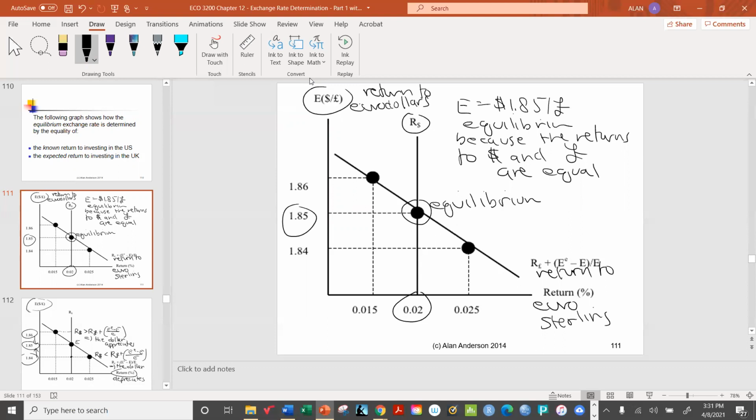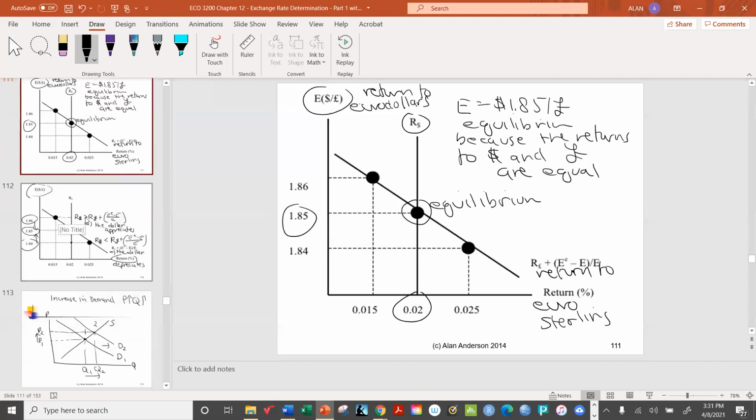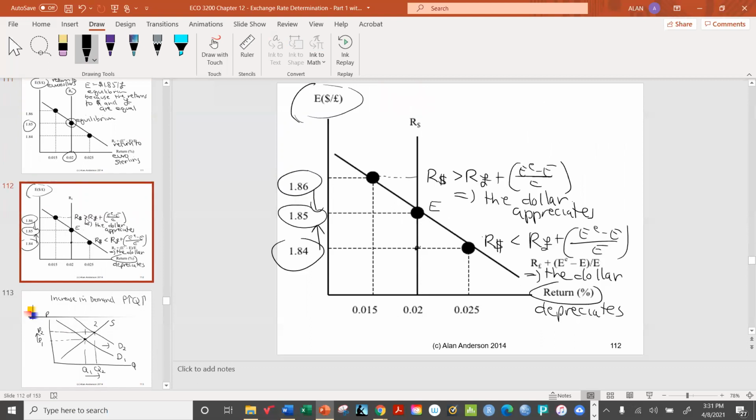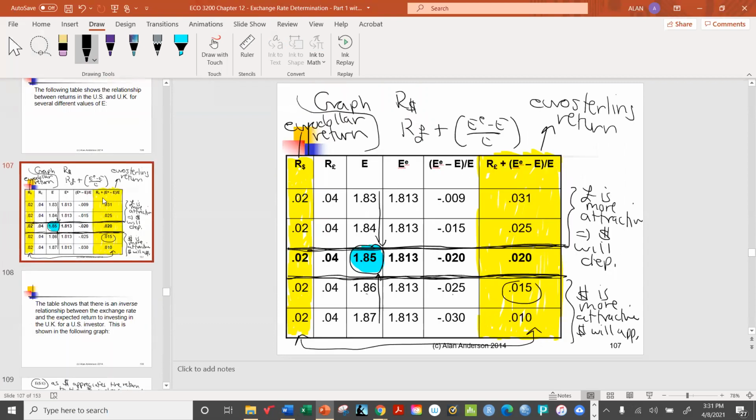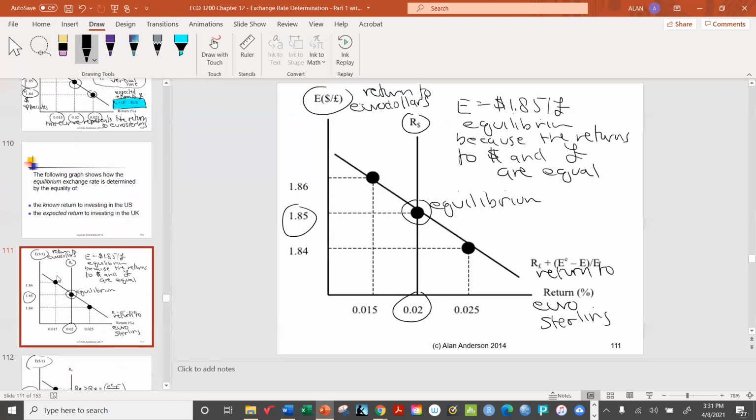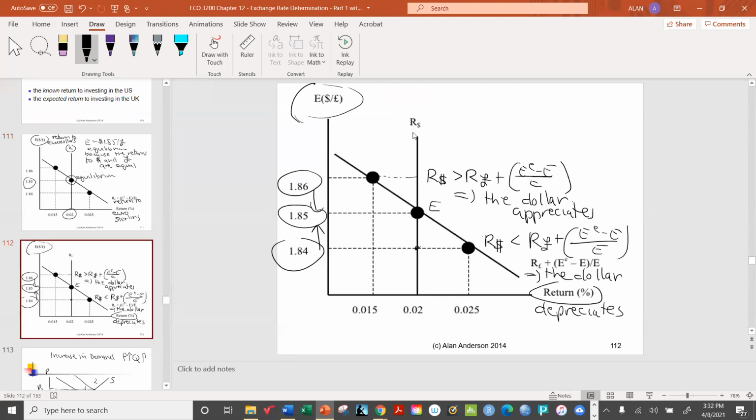What if we're not in equilibrium? What happens? Now we've already seen this with the charts. Let's just do this now with the graphs. And you can see it'll work out exactly the same. For example, what if the exchange rate is 186? We already saw this case. At 186, remember, the return to the euro sterling is too low. Okay. So right here, you can see the return to the euro dollar exceeds the return to the euro sterling. The dollar gets stronger, and therefore it drops back down to the equilibrium level of 185 automatically.